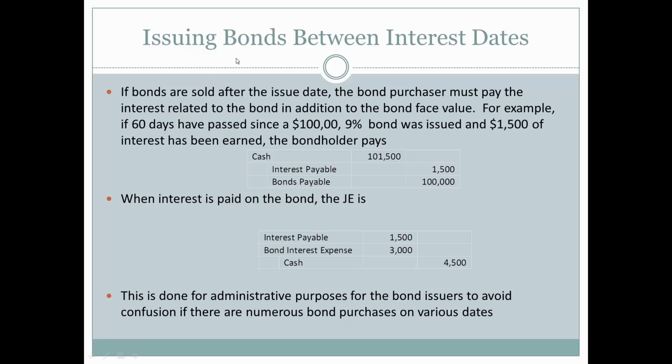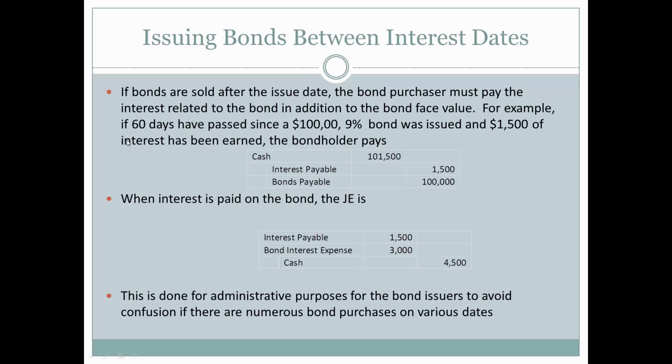So let's look at issuing bonds between interest dates. If bonds are sold after the issue date, the bond purchaser must pay interest related to the bond in addition to the bond face value. Why is that? I'm going to explain it a little bit later on, but it's an administrative tool for the bond issuer to be able to track who they owe interest to.